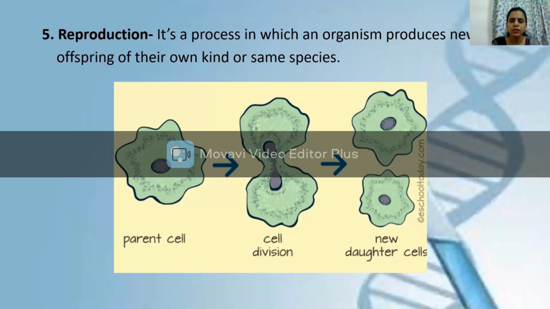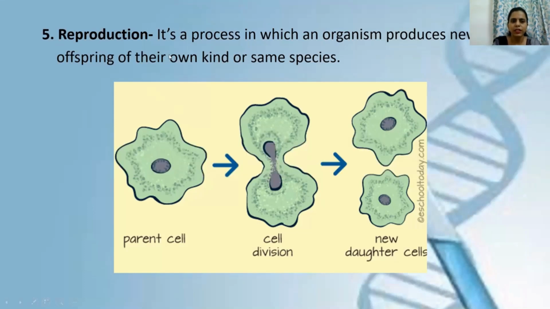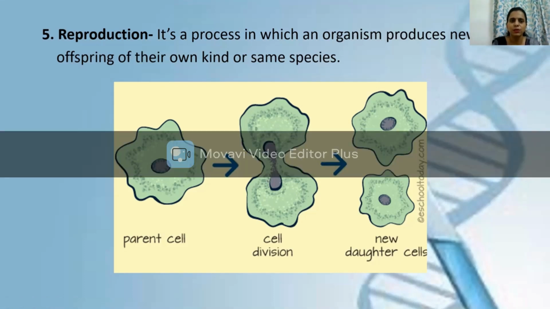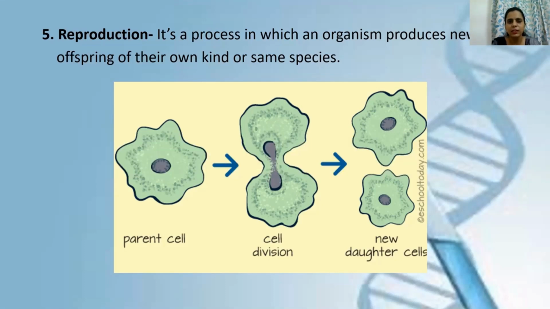Reproduction. So reproduction is a process in which an organism produces new organisms of its own kind or same species. This point is very important. Until and unless you write this particular term, own kind or same species, in its definition, you will never be awarded marks in IGCSE papers. So you have to remember this. It's a process in which an organism produces new offspring of their own kind or same species. The meaning is, for example, a human being cannot give birth to a lion's baby, or to a baby elephant.